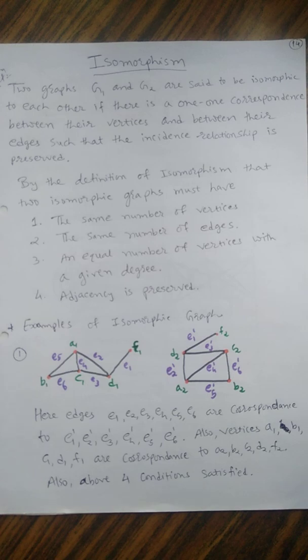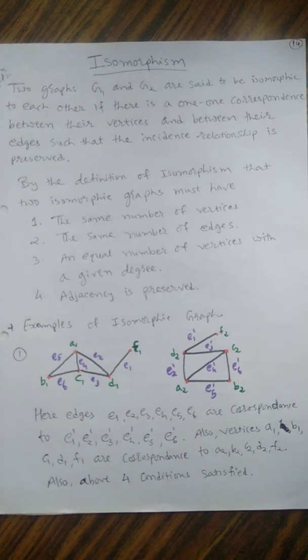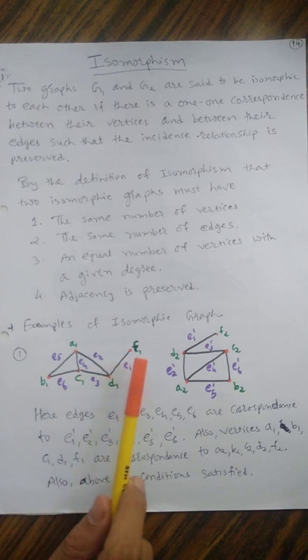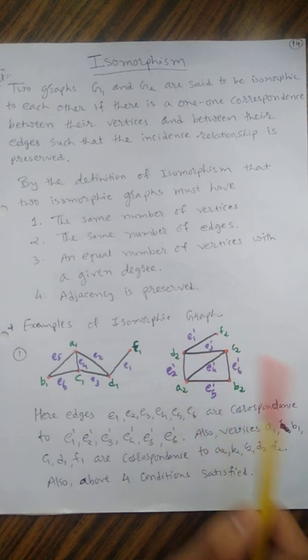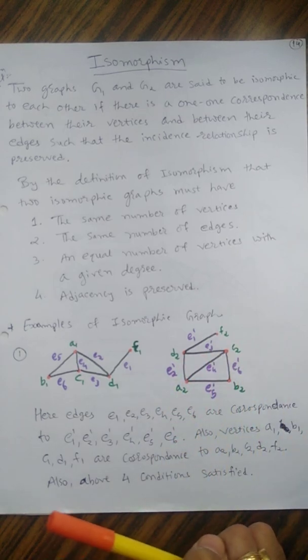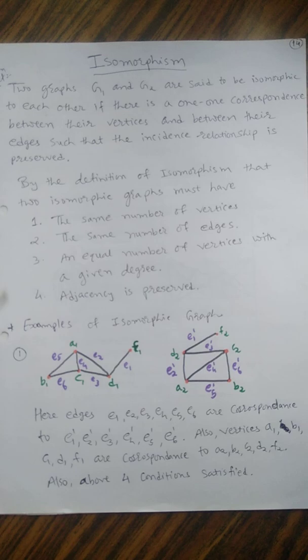There are two graphs, G1 and G2. This is G1 and this is G2. Here we have A1, B1, C1, D1 and F1, and here I take A2, B2, C2, D2 and F2. So both have five vertices. The same vertices are there. The number of edges is also 6: E1, E2, E3, E4, E5, E6, and here also E1 dash, E2 dash, E3 dash, E4 dash, E5 dash, E6 dash. So the number of vertices and the number of edges are the same.